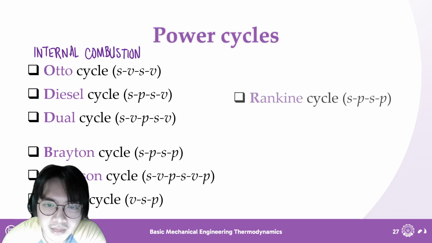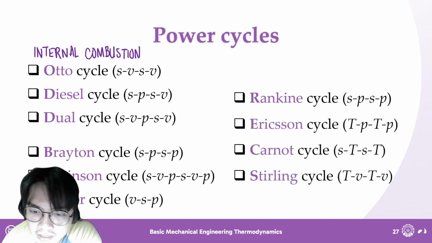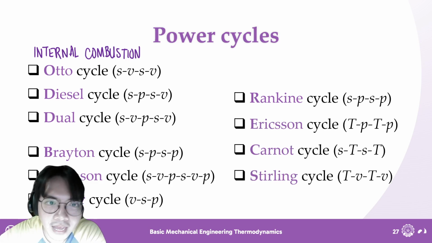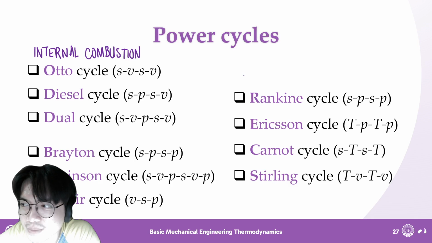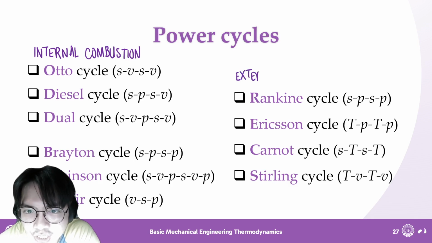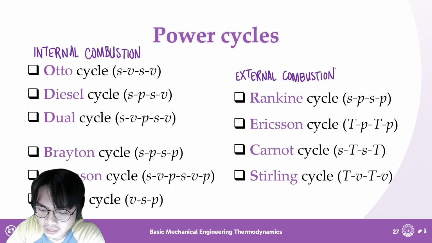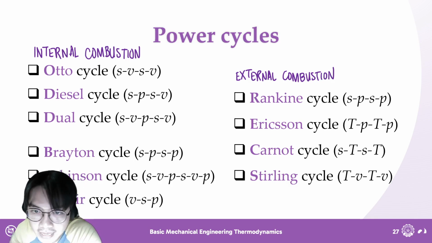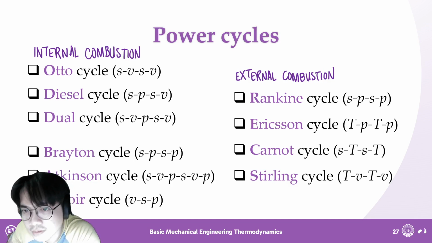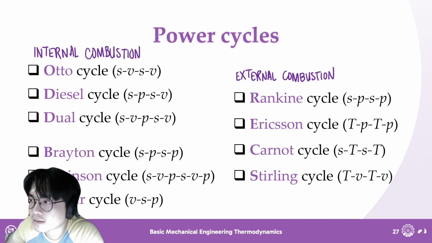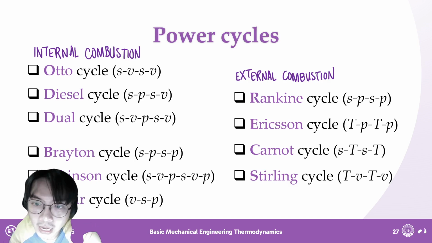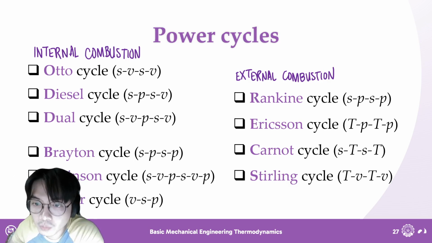And now for the other group, we have the Rankine, Ericsson, Carnot, and Stirling cycles, right? These are now external combustion engines. What this means is that basically the hot part comes from outside, hence external. It comes outside of the actual working fluid, aka you're not trying to heat up the fluid by combusting it. What you're trying to do is add heat to the cycle by, I don't know, putting it in contact with something that is hot, like, for example, you boil water in a boiler.